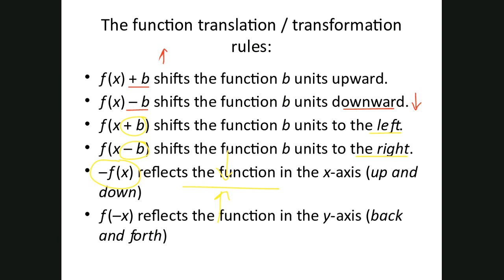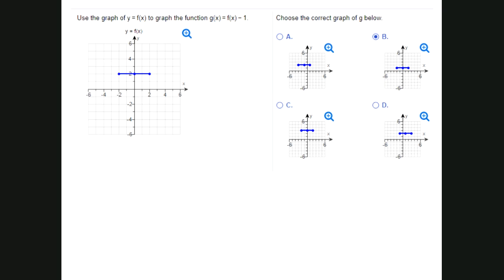Whereas if the negativity happens inside the function, it reflects it in the y-axis, back and forth. All right, so we can think about those in a minute. So let's go ahead and do a sample over here. This was problem number 18 on the quiz.